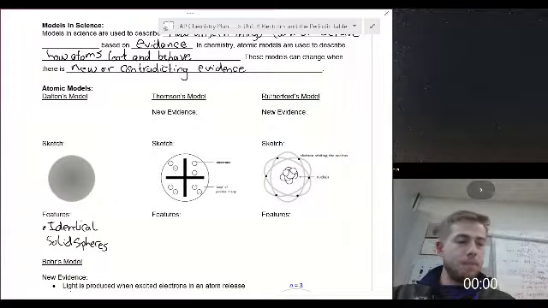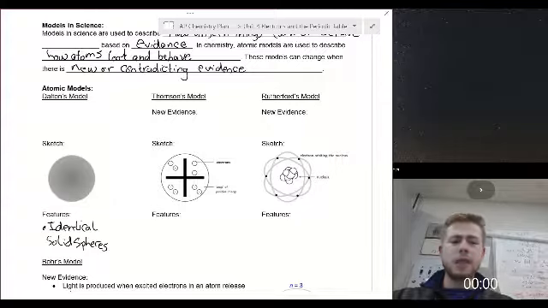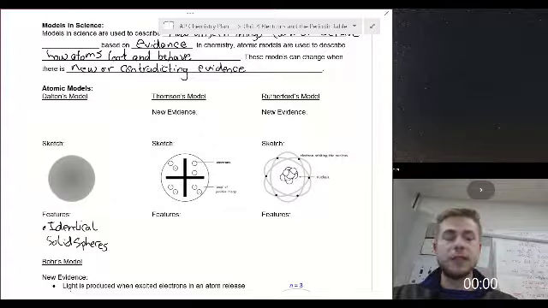However, as time went on, people were studying the atom more and more, and they realized there was something else going on inside the atom. They realized that there was the existence of some negative charge inside the atom. And Dalton's model did not account for there being charges in the atom. So they had to change it. They had to refine it.